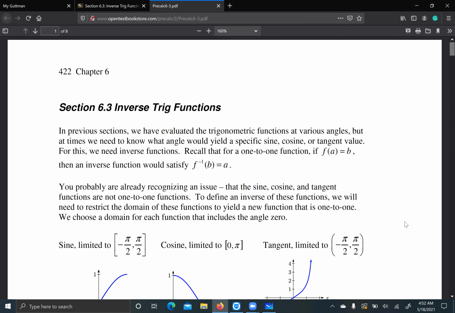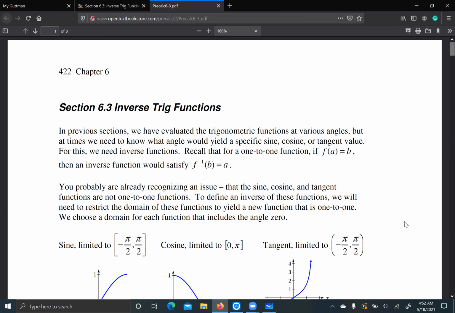In this video, we're going to cover section 6.3, inverse trig functions. So far we learned about trig functions such as sine, cosine, tangent, cotangent, secant and cosecant. Recall inverse functions, and let's discuss the inverse function for these trig functions.